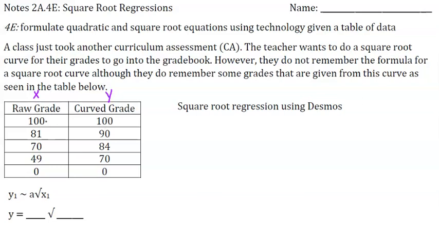For the raw grade we have 100, 81, 70, 49, 0. For the curved grades we have 100, 90, 84, 70, and 0.